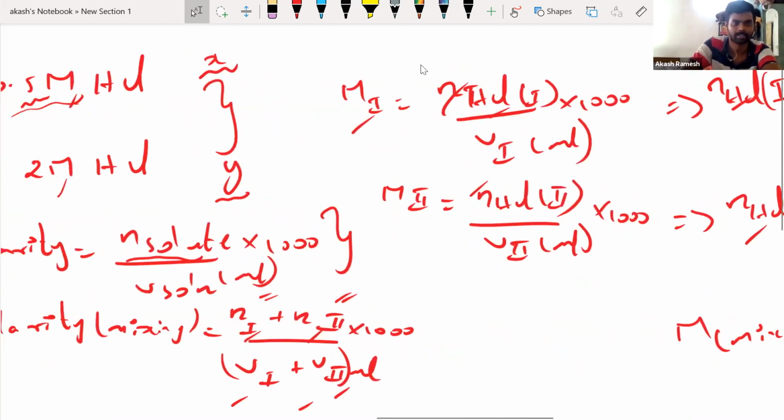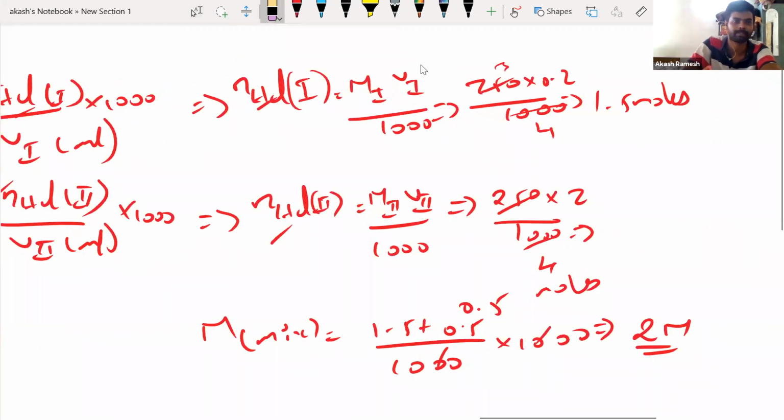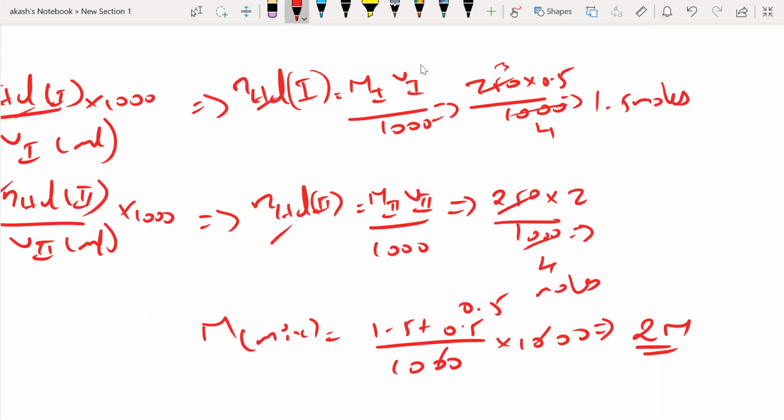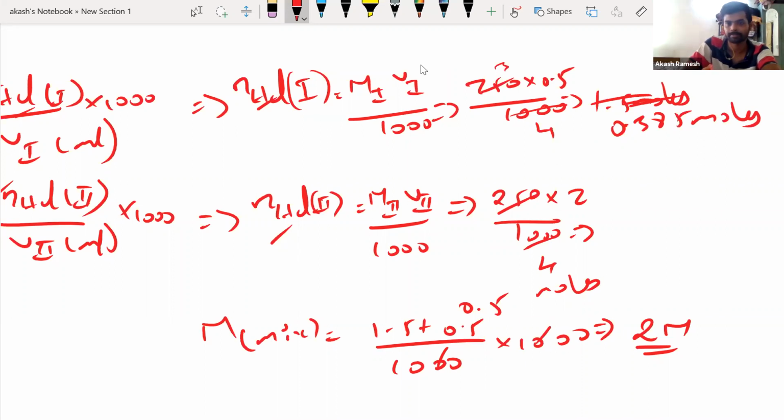Yes, that's a small mistake. It should be 0.5, correct. So if it is 0.5, basically 0.75 into 0.5, right? 0.75 into 5 is how much? 375. So it should be 0.375 moles. Calculation you can do. So it's basically going to be 0.375. So now this is 0.5, this is 0.375.